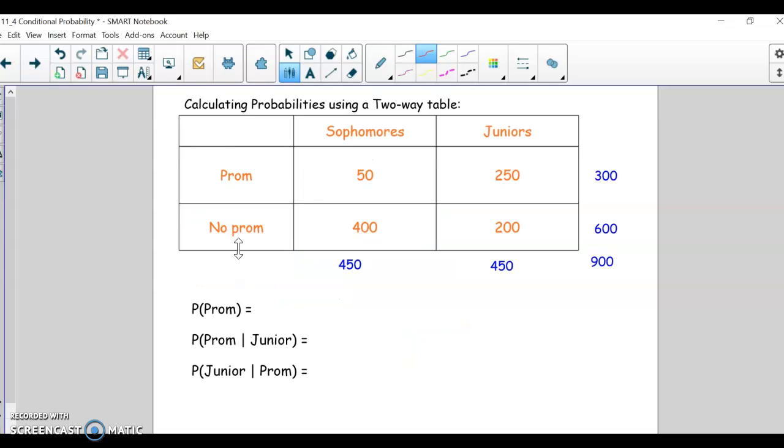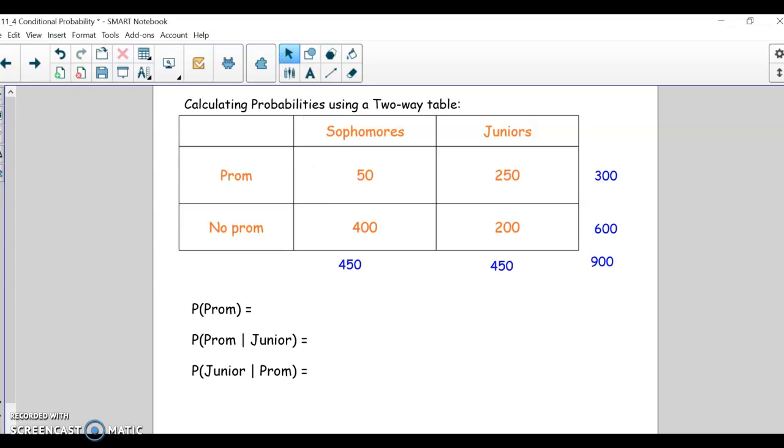So here's a two-way table about prom, and I just made this up obviously, but this is how many people went to prom. Okay, and so there are 50 sophomores and 250 juniors for 300 total. And oftentimes you have to fill in these numbers on the outside. I kind of did it here to save time. The sophomores, 50 went to prom, 400 didn't, so that's 450 total. Juniors, 250 went, 200 didn't, so that's 450 total. And you add those together to get 900 total students.